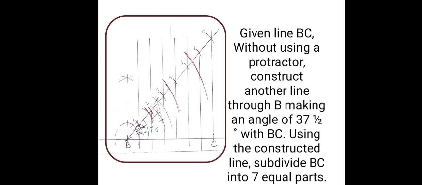Given line BC, without using a protractor, construct another line through B, making an angle of 37.5 degrees with BC. Using the constructed line, subdivide BC into 7 equal parts.